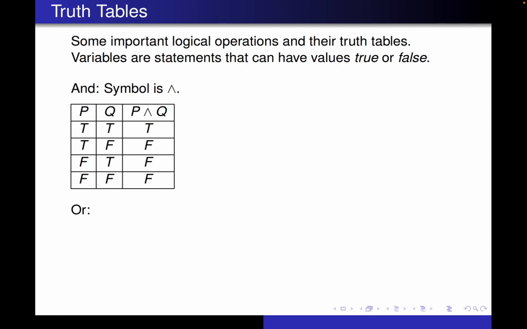So for OR, it's going to work very similarly. Our symbol is a regular V this time. And so we're going to look at all the ways we can have P and Q be true or false, and then see what the OR statement is going to be.